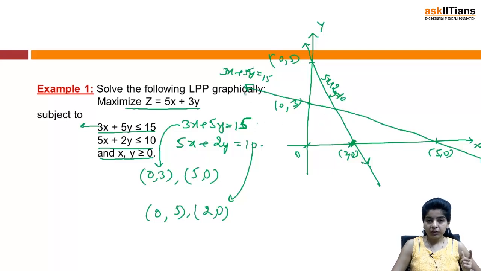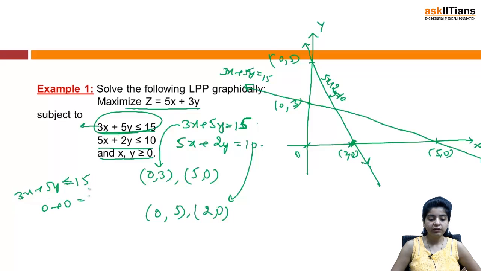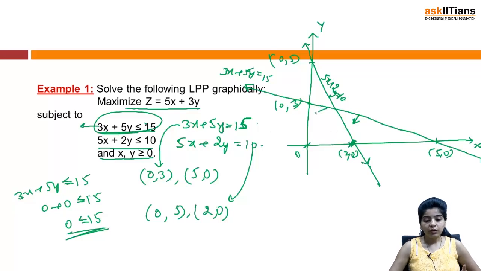Now in order to determine the region, first of all, I take the first equation, 3x plus 5y less than or equal to 15, and just replace x and y by zeros. So I have 0 plus 0 less than or equal to 15, that is 0 is less than or equal to 15. This is a valid statement. So for this line, the region would be the region containing the origin, that is this side. I can shade it like this also.